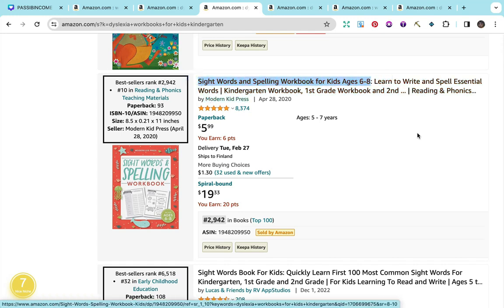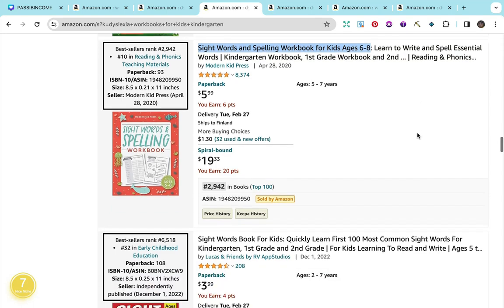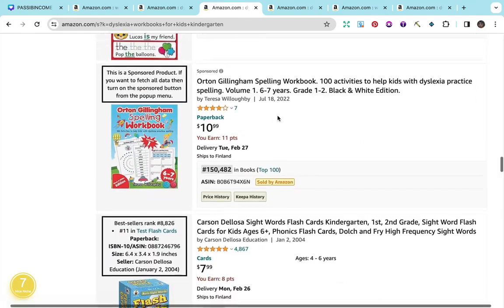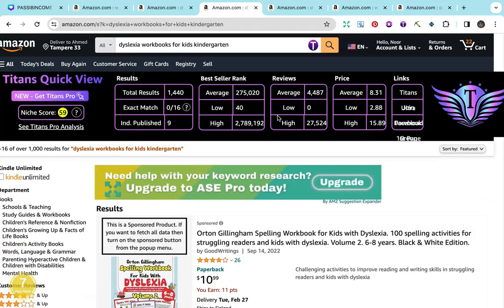And this is also a potential keyword that we may be able to search up in the future to see if it is profitable. Also, this is sight words for kids, and it is ranking under this keyword because they have added that to the 7 keyword slots, which is also another strategy that you can adopt as well. So that was the 3rd keyword.